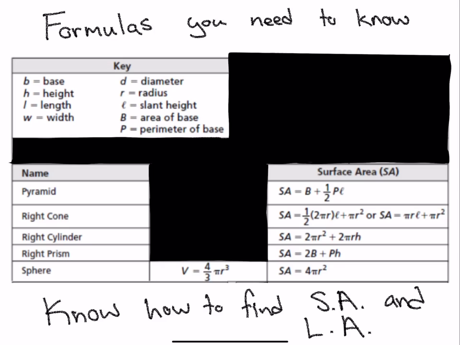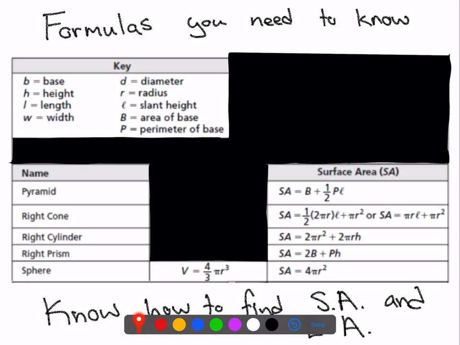So the formulas that you'll need to know for this upcoming test. So again, these are the important formulas. We're focusing on surface area this time through. So surface area of pyramids is equal to big B, which is base, plus 1/2 the perimeter times the slant height, L. For a right cone, same type of thing. Surface area is equal to 1/2 times 2 pi r times L plus pi r squared.